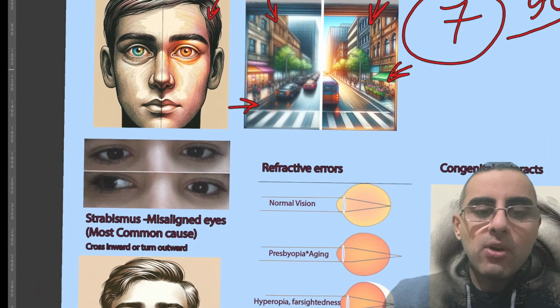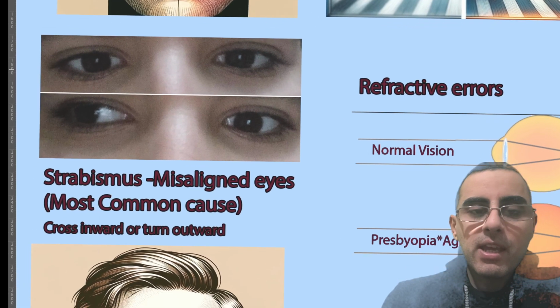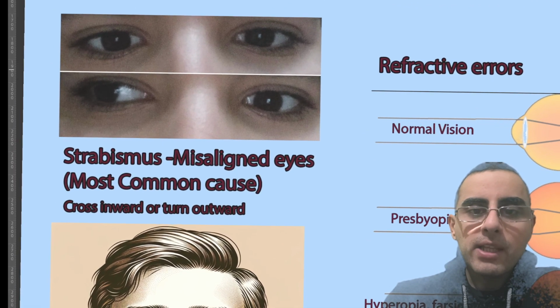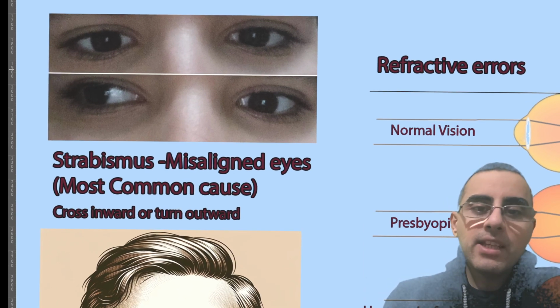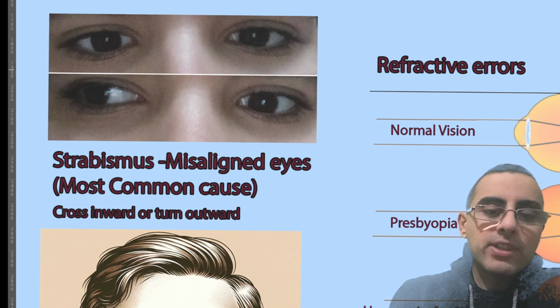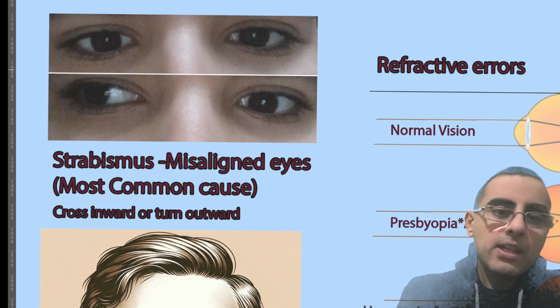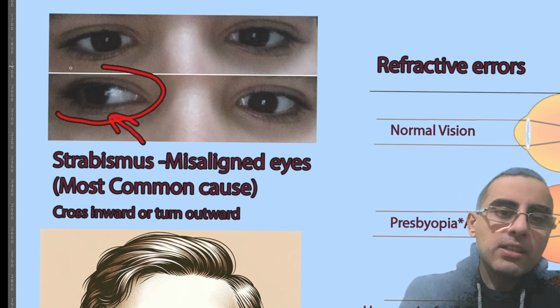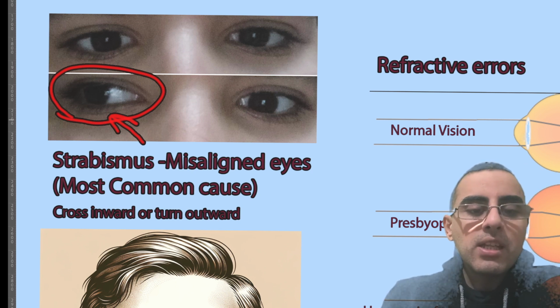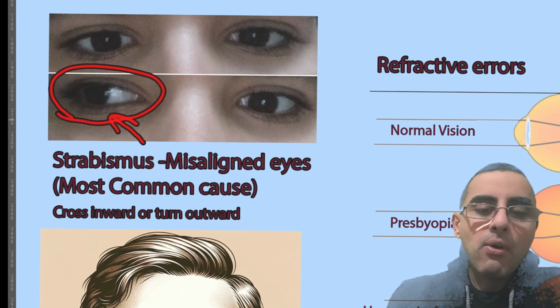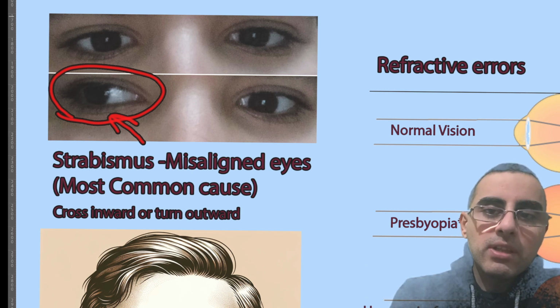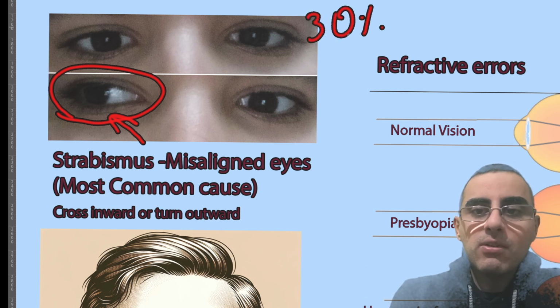Now let's say what causes amblyopia, why it happens that our brain favors one eye. The most common cause is misaligned eyes. What do misaligned eyes mean? When eyes are crossed inward or turned outward. Here you can see that this eye is turned outward. It's a misaligned eye. It is called strabismus, and strabismus is the most common cause of amblyopia. It's responsible for around 30% of cases of amblyopia.